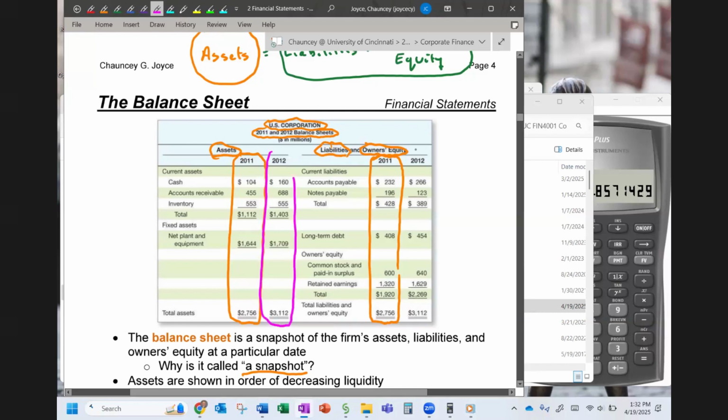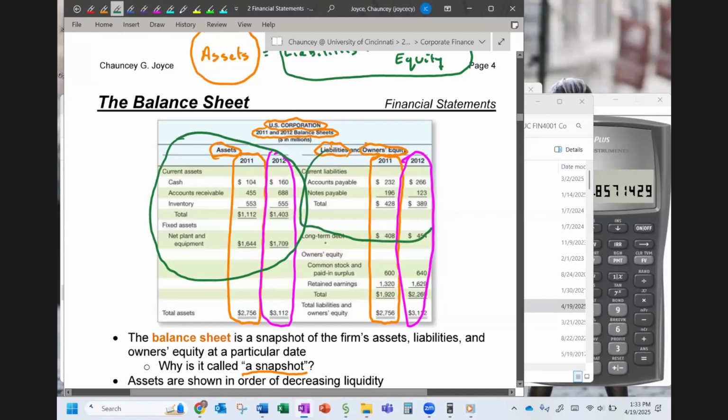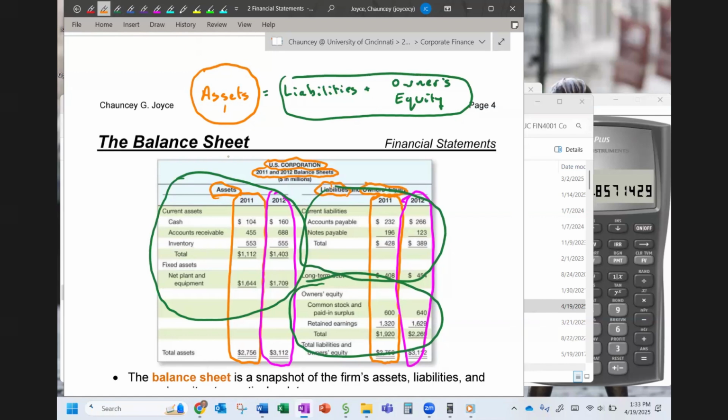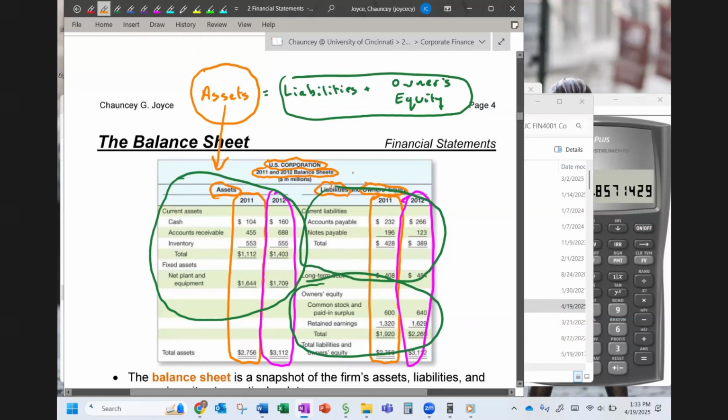So you could see some kind of change in cash or change in accounts receivable, change in inventory, etc. One thing to notice is you have your assets on your left-hand side and your liabilities and your equity on the right-hand side. Assets are equal to your liabilities and your owner's equity. It's important that these balance. That's why we call it the balance sheet.